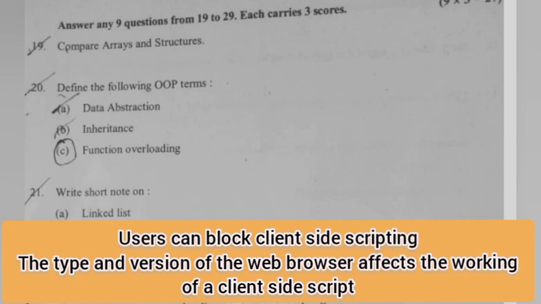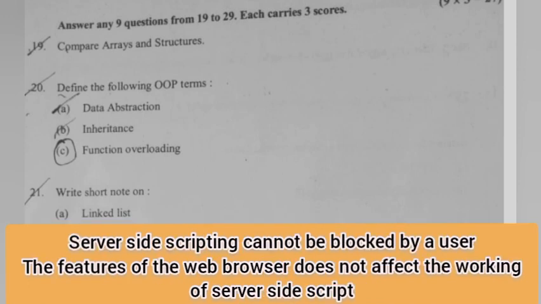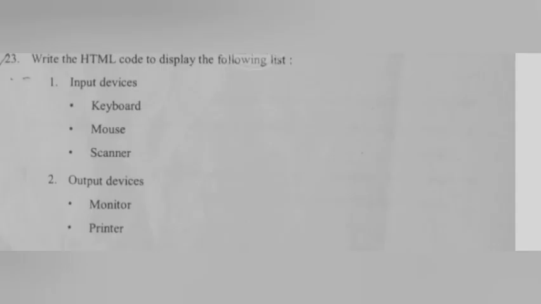Client-side scripting. Users can block client-side scripting. The type and version of the web browser affect the working of a client-side script. Server-side scripting. Server-side scripting cannot be blocked by a user. The features of a web browser do not affect the working of server-side script.